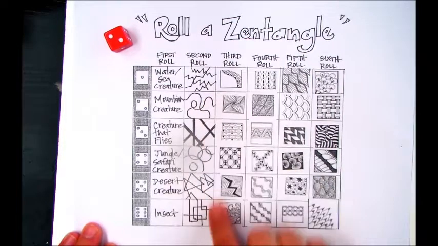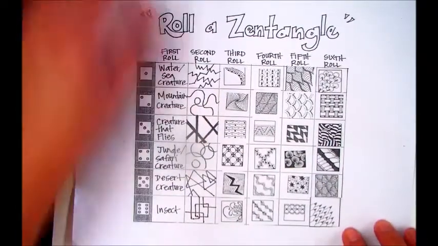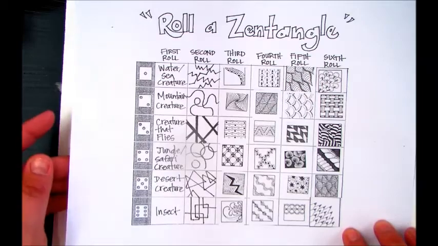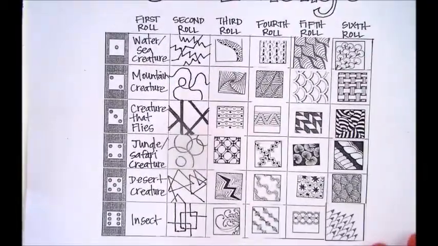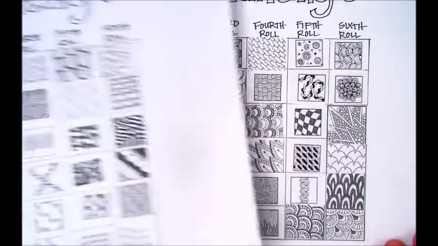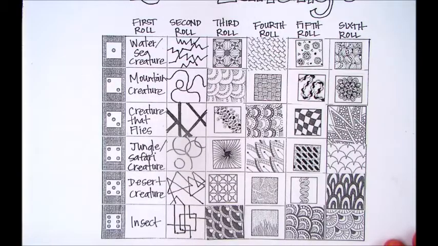So if they roll a 1, they're drawing a water or sea creature. A 2 is a mountain creature. 3 is a creature that flies. 4 is a jungle or safari creature. 5 is a desert creature. And 6 is an insect. So they can interpret that how they would like.